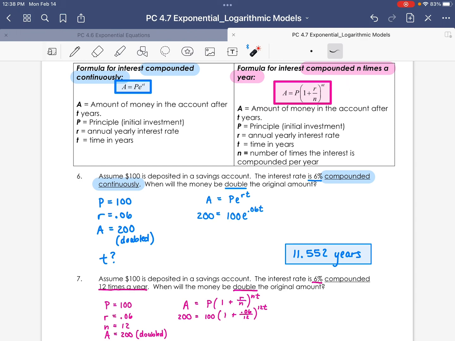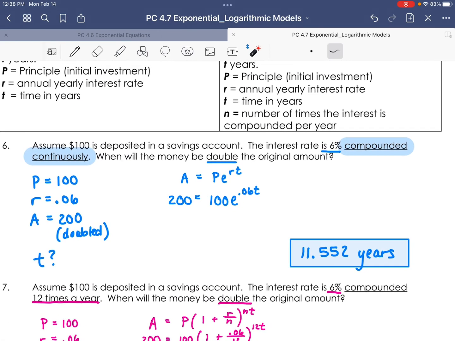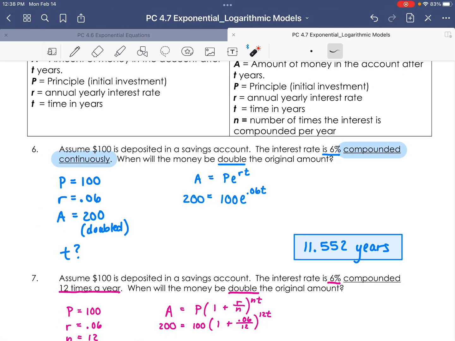So remember, these will be given to you. However, you do need to know when to use them, as well as what all of these variables mean and how to plug in your information. So I've already started this one, but assume $100 is deposited into a savings account and the interest rate is 6%, compounded continuously. When will the money be double the original amount?